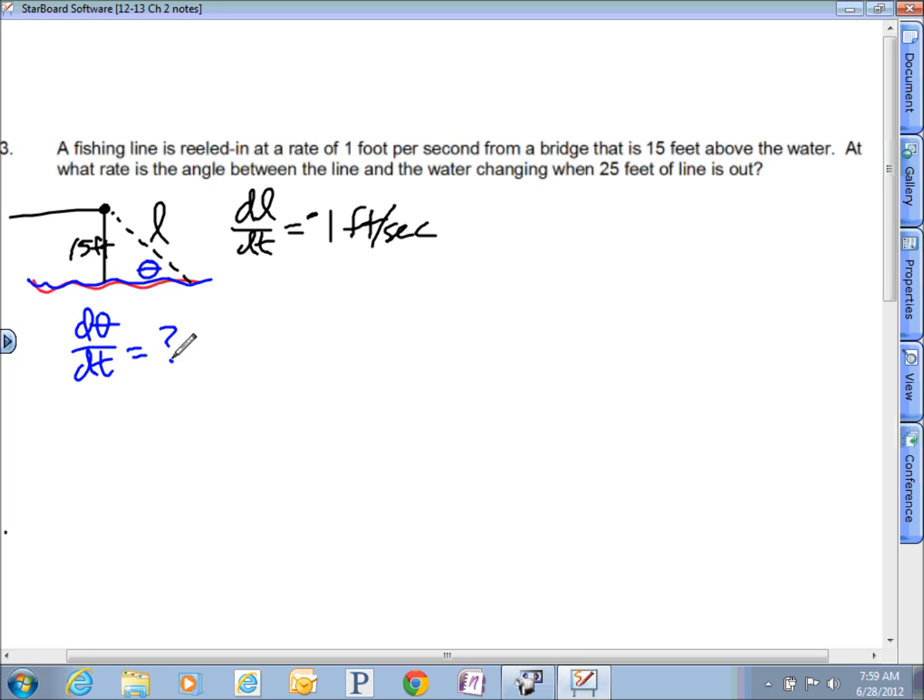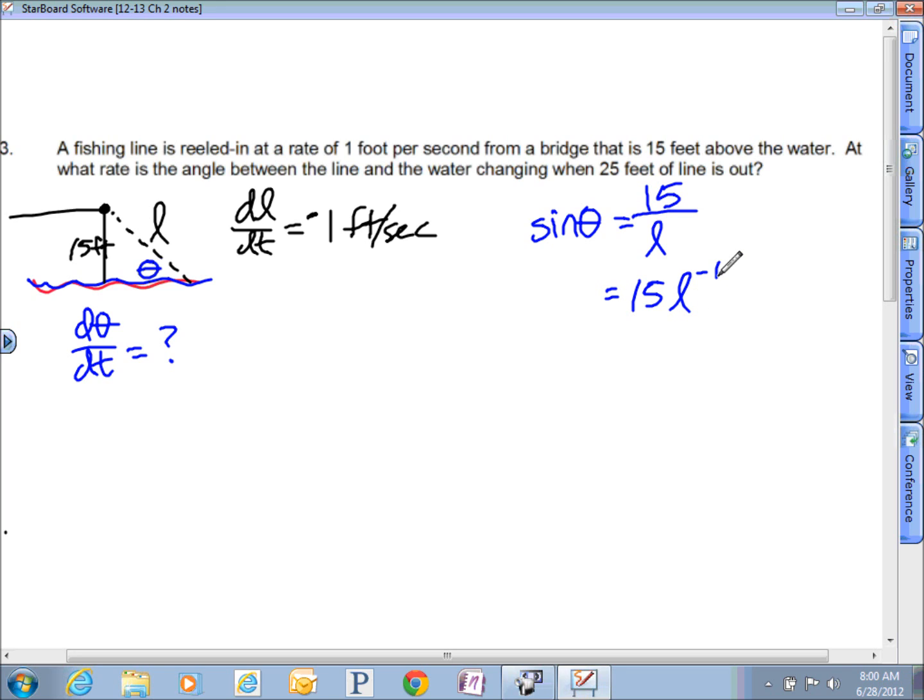Now I need a relationship between the dL/dt that I was given and the d theta/dt that I'm trying to find. The third kind of equation that you might use with a right triangle would be trig. What trig function should I pick? Well, I've got theta, I've got 15, which is a constant, and I've got L, which is the hypotenuse. So let's use opposite over hypotenuse. Sine of theta is equal to 15 over L, or let's rewrite this as 15L to the negative first.